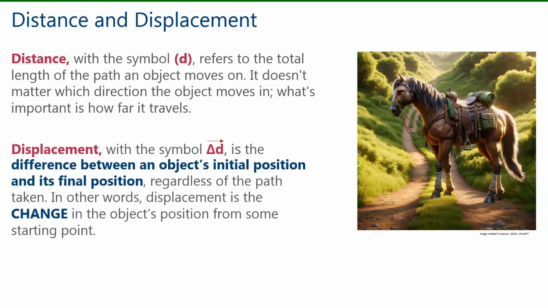Displacement, with the symbol delta d with an arrow above it, is the difference between an object's initial position and its final position, regardless of the path taken. In other words, displacement is the change in the object's position from some starting point.